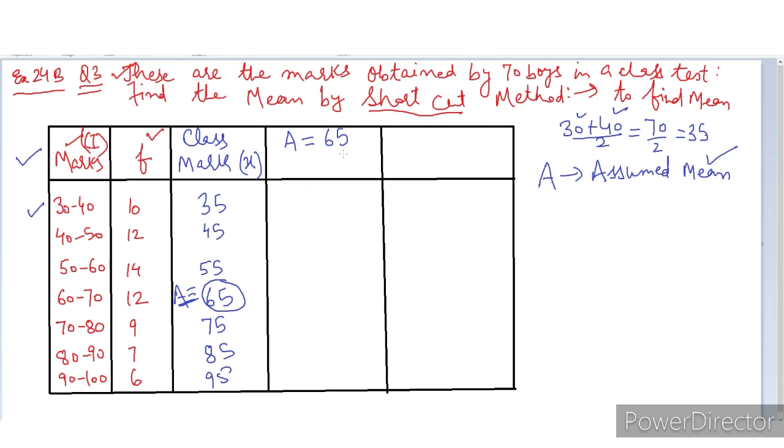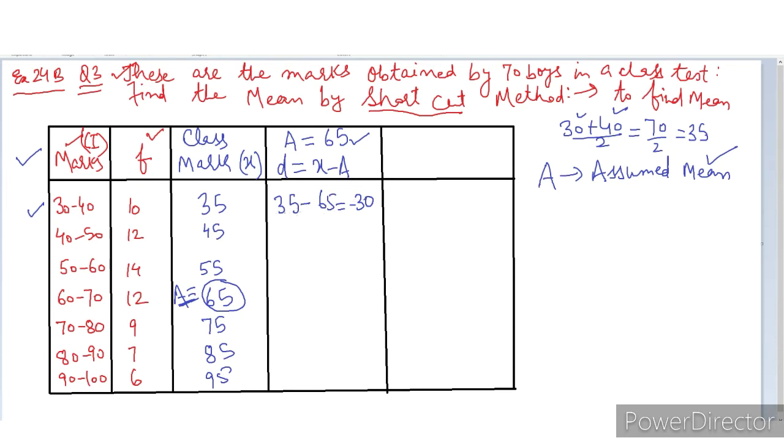Then here we are going to find one D. What is D? D is the deviation. Small d, what is its formula? It is simply x minus a. A will remain 65 for every value, and d will be x minus a. Which x? X means this. For the first value, d will be 35 minus 65. So 35 minus 65 is going to give me minus 30.